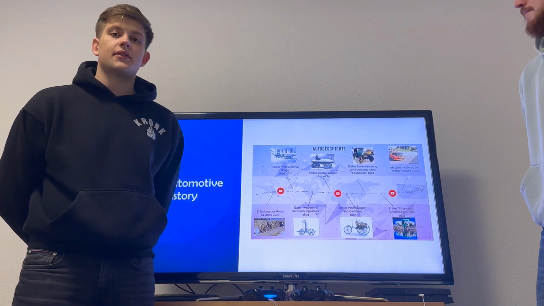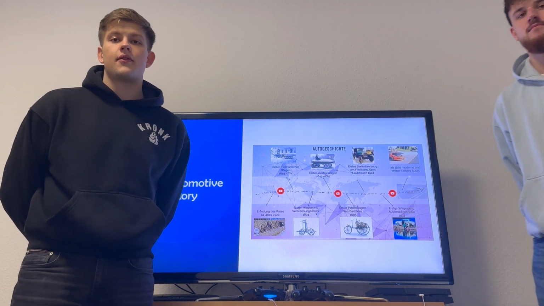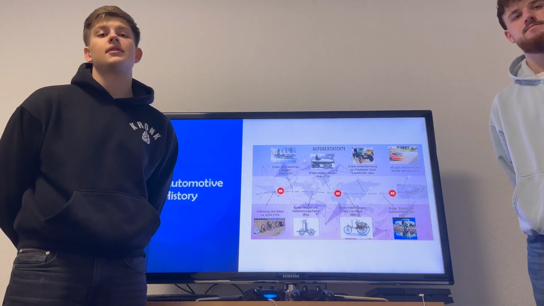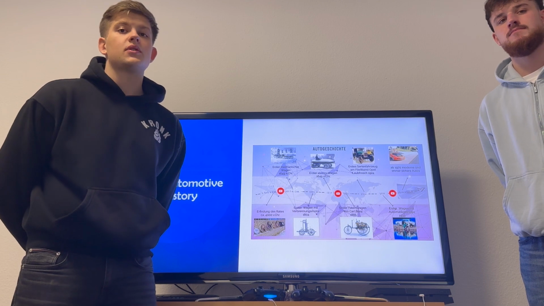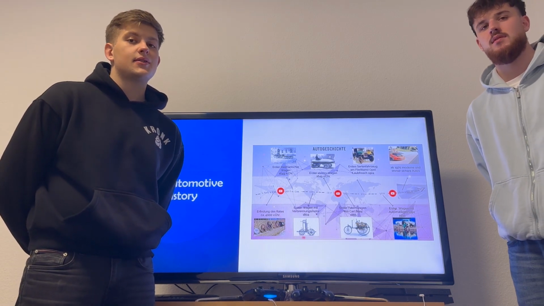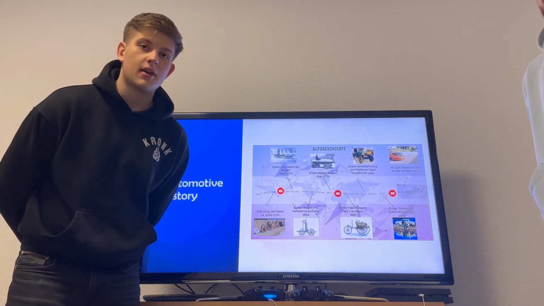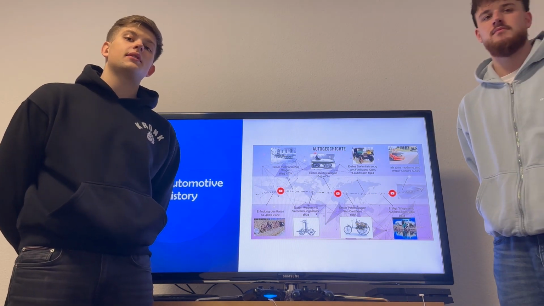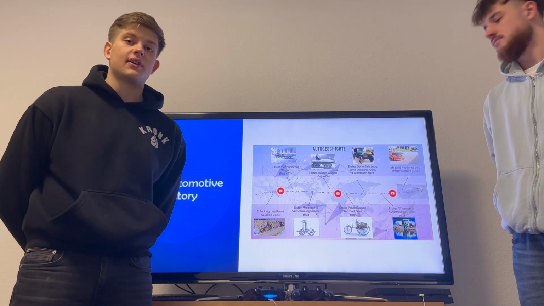Starting with the history of the cars, the first wheel was invented 4000 before Christ. In 1649, the first mechanical car was built. One of the biggest milestones was reached in 1840, with the first vehicle with a combustion engine. In 1839, the first electric car was invented.